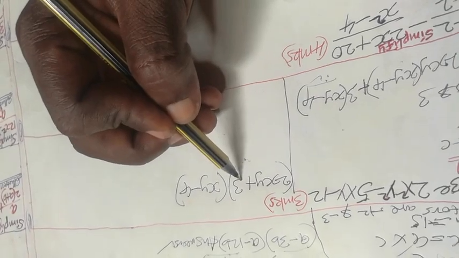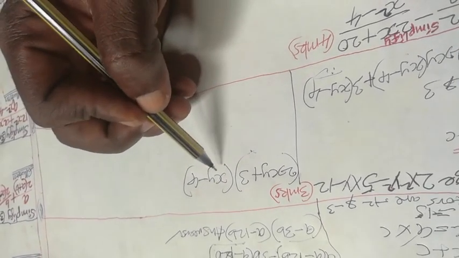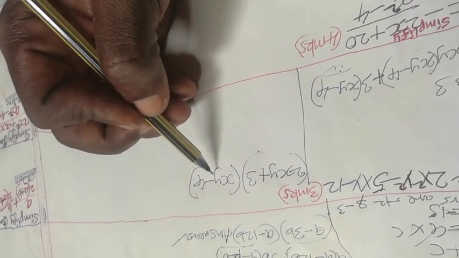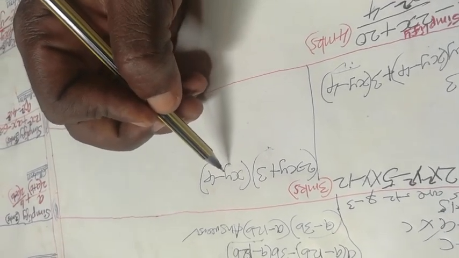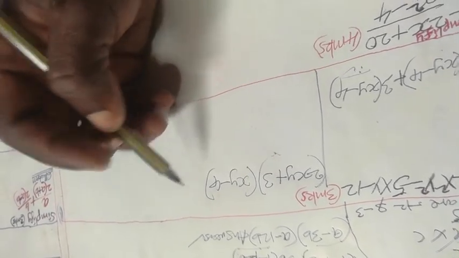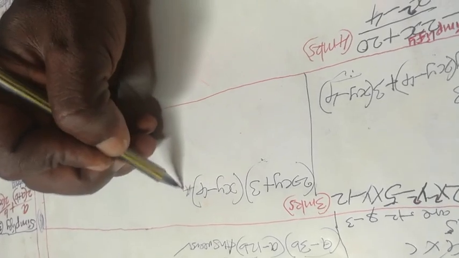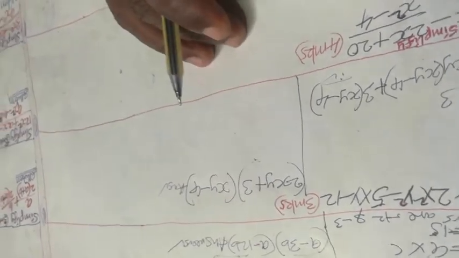2xy plus 3 into brackets times 3xy times xy minus 4. This is the required answer.